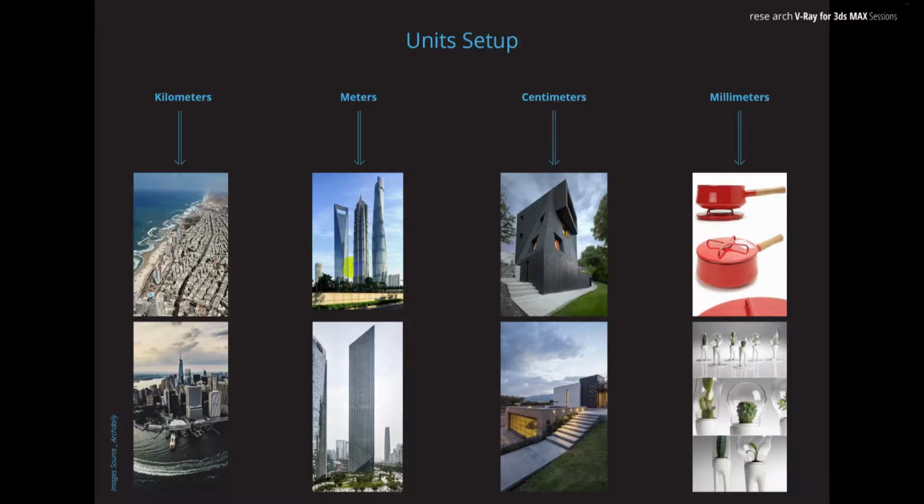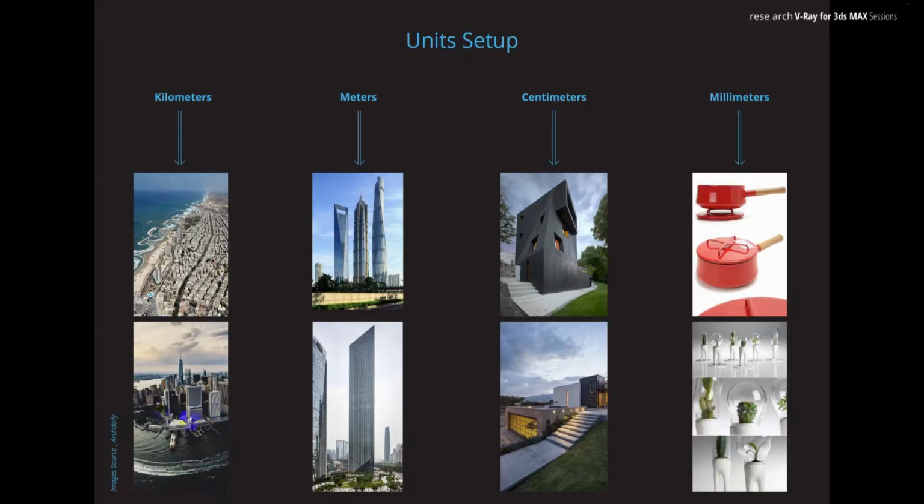So in 3ds Max, for the metric system you have 4 options. You have kilometers, meters, centimeters, and millimeters. I selected some images to represent the scale of the scene that it's good to be handling within each of the units, right? So if we look at kilometers, it's a really huge landscape. Actually, you can almost call it a city. This is some kind of a panorama. So you see that the distances are extremely huge.